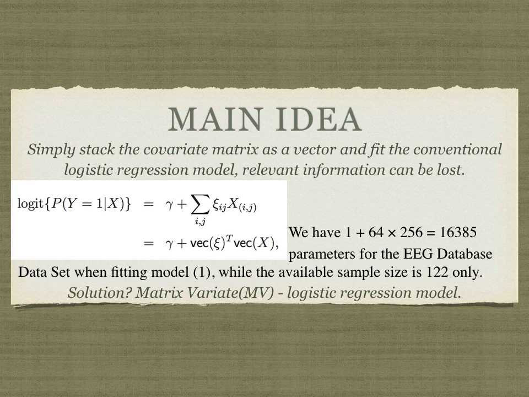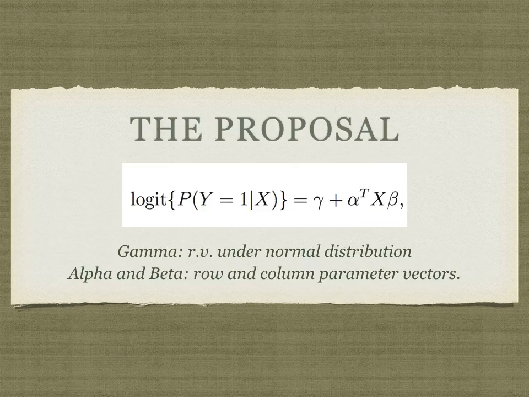That means as long as there is a slight difference, and as long as the number of samples is not very large, the bias could be large, and the calculation efficiency might also be very poor. So what solution have they proposed? They propose a new model called the matrix variate logistic regression model.